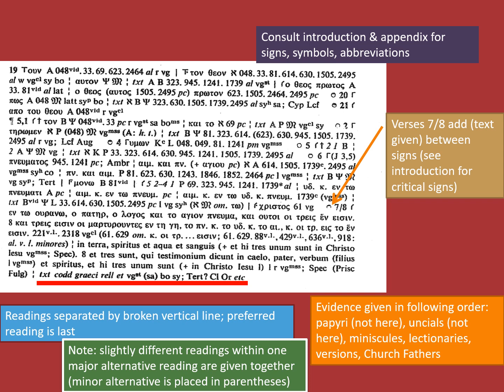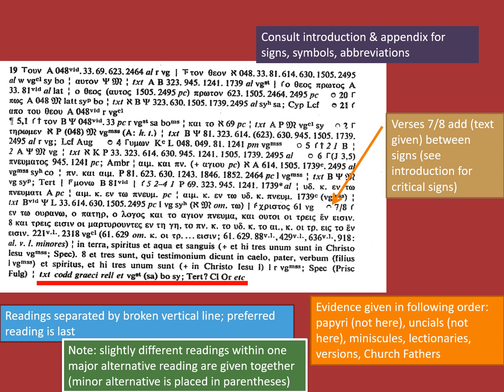The Nestle-Aland information for verses 7 and 8 begins with readings that are rejected by the committee putting this critical edition together. Again, the different readings are separated with a vertical broken line. Now look at the very last line in the white box. I've put a thick red line underneath it. This is the last reading.